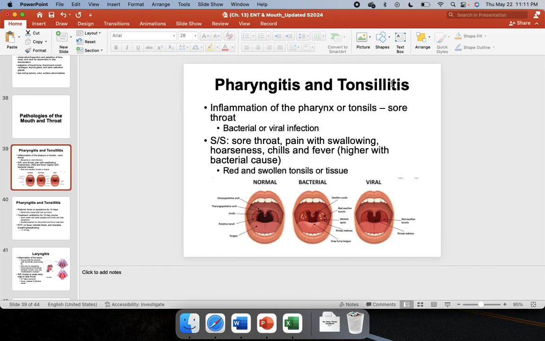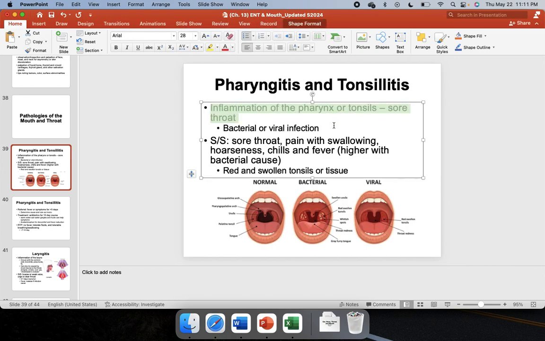So pharyngitis and tonsillitis. Just know that the back of the throat, I think most of us have experienced this, can inflame. It's painful. I can't stand strep throat. It's one of the worst things. So those tonsils can inflame. Maybe just your throat can inflame. So inflammation of the pharynx or tonsils, sore throat. It could be bacterial or viral.